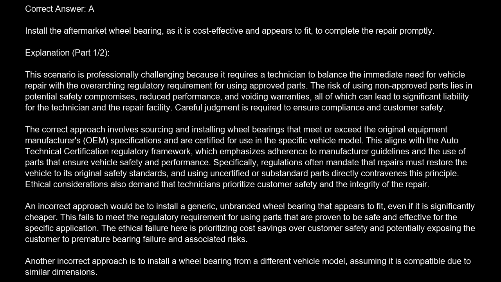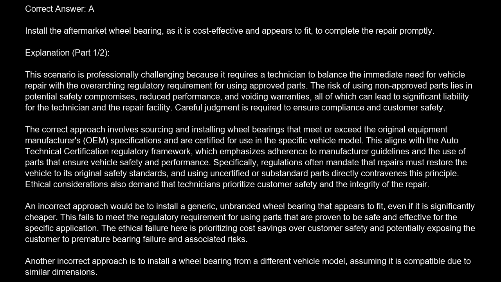An incorrect approach would be to install a generic, unbranded wheel bearing that appears to fit, even if it is significantly cheaper. This fails to meet the regulatory requirement for using parts that are proven to be safe and effective for the specific application. The ethical failure here is prioritizing cost savings over customer safety and potentially exposing the customer to premature bearing failure and associated risks.